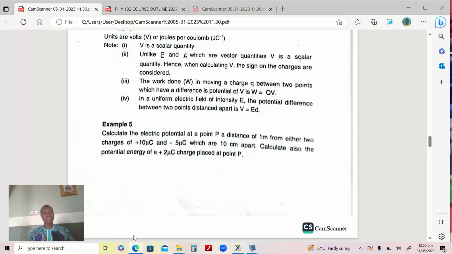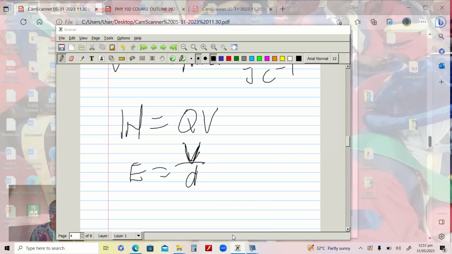This problem says: calculate the electric potential at a point P with distance of 1 meter from either of two charges of 10 microcoulombs and minus 5 microcoulombs, which are 10 centimeters apart. Calculate also the potential energy of a charge of plus 2 microcoulombs placed at point P. So take note of that question while we go ahead to crack it.